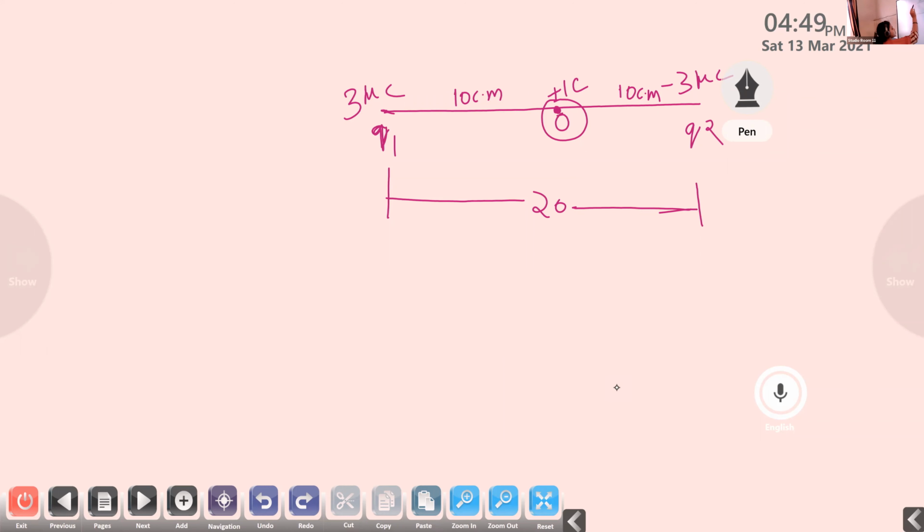So here we have two charges, Q1 and Q2. Q1 with a charge 3 microcoulomb and Q2 with a charge minus 3 microcoulomb. And they are separated from this center. At the center, we are placing the positive test charge, that is plus 1 coulomb. The distance of separation between this middle point and the charge Q1 is 10 centimeter, and from the middle point to Q2 is 10 centimeter. The entire length of charge separation is 20 centimeter.